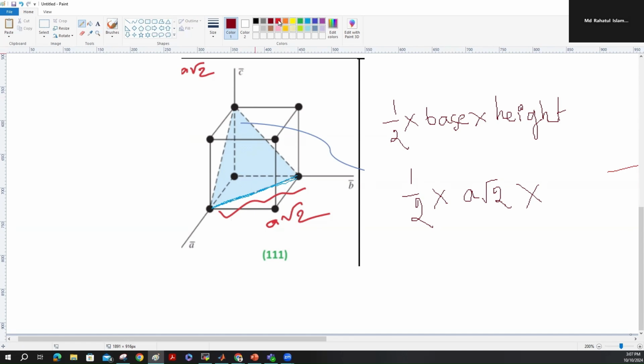Let's decorate. So actually this will be the height of this triangle. So how will we calculate that? To calculate that, maybe we should take another triangle inside this triangle, maybe inside the structure. So let's take another color. I'm considering this triangle.